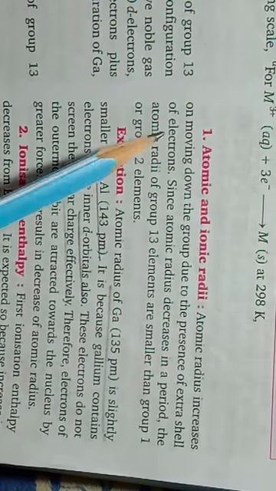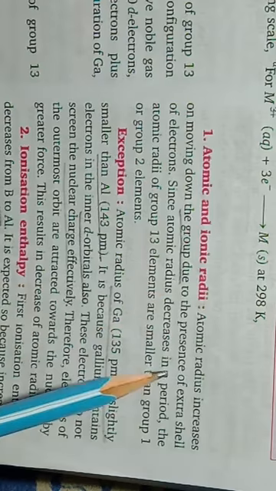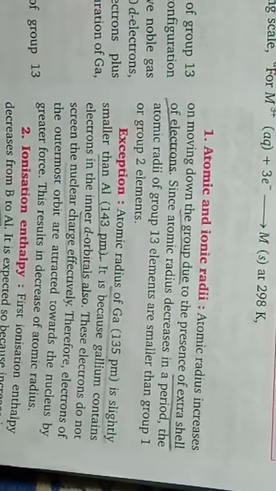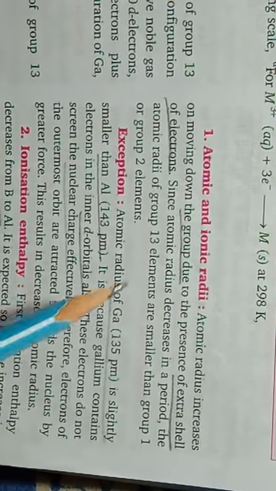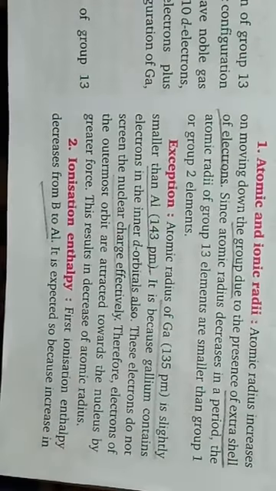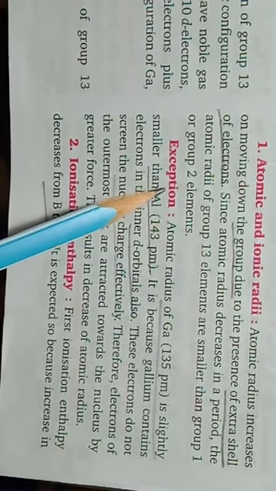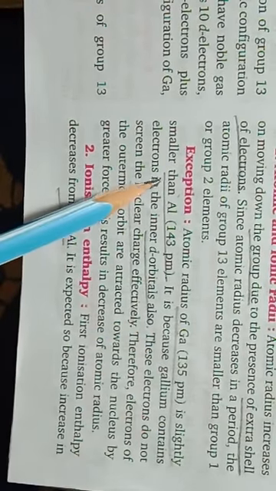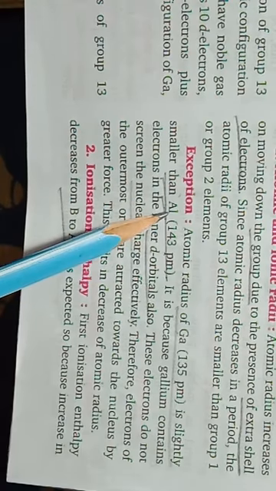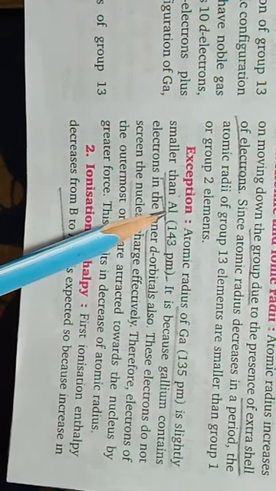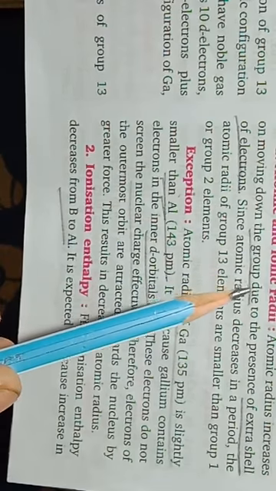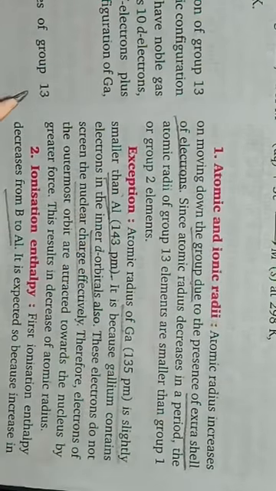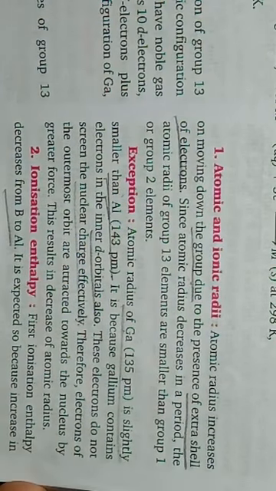Atomic radius increases on moving down the group due to the presence of an extra shell of electrons. It is a general trend in the periodic table, but there is an exception also. The atomic radius of gallium is slightly smaller than aluminium, but it should be larger than aluminium according to this trend. Here the gallium atom is smaller than the aluminium atom.